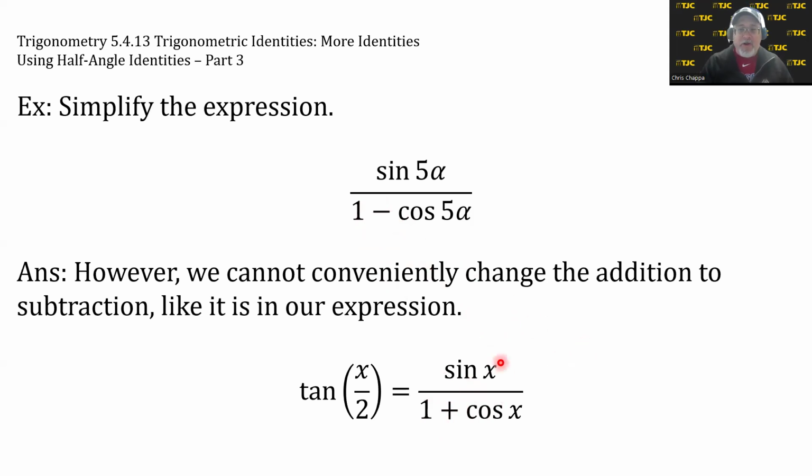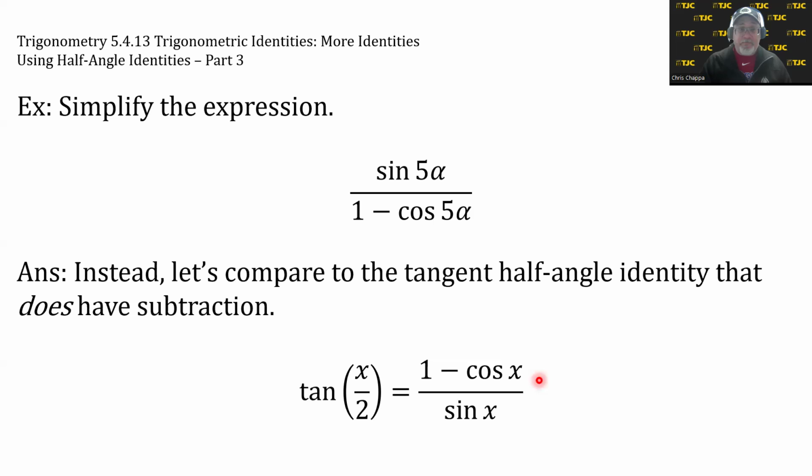And if you're thinking, what if we try some algebra shenanigans, multiply both sides of the fraction in the identity by -1, or multiply by a conjugate? You can try those and you'll see that they will fail. So we have the wrong identity because of the minus sign versus the plus sign. So instead, let's compare to the tangent half-angle identity that does have subtraction. Namely, tangent of x over 2 equals (1 minus cosine x) over sine of x.